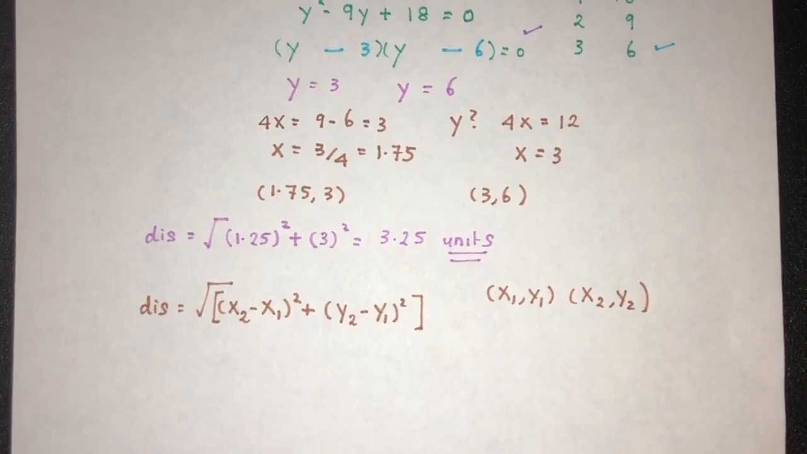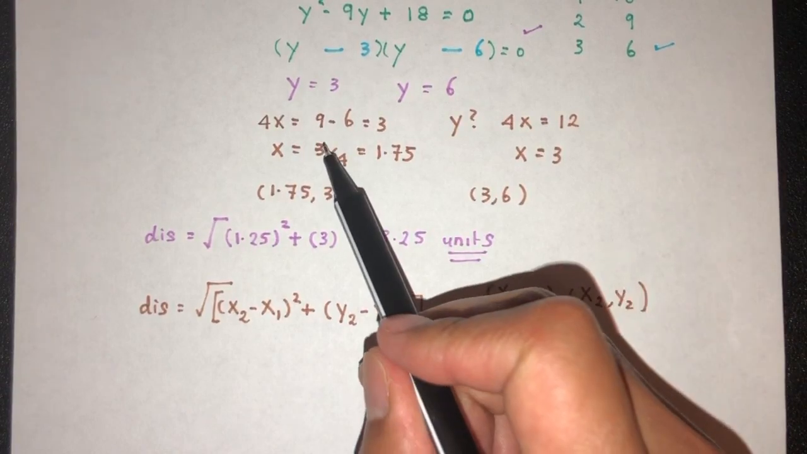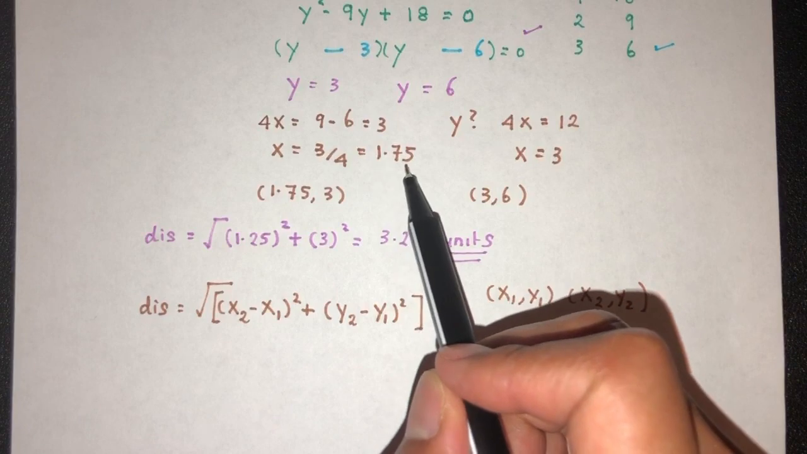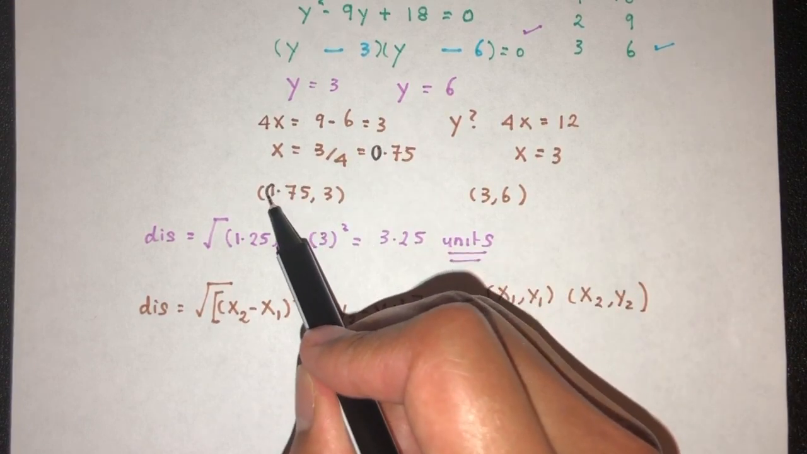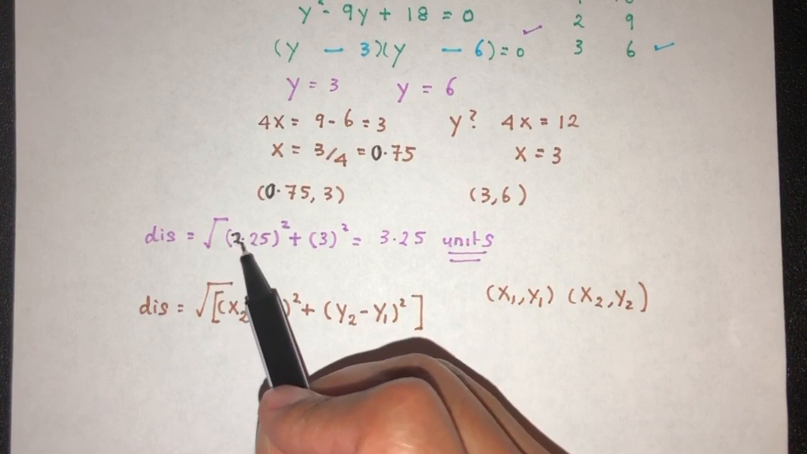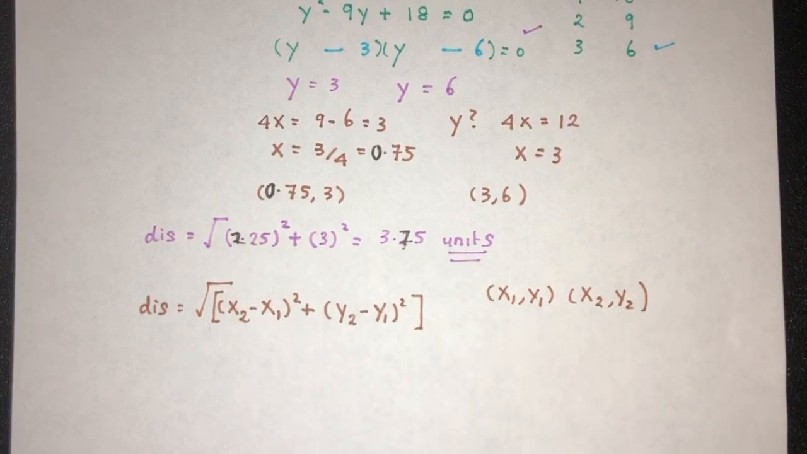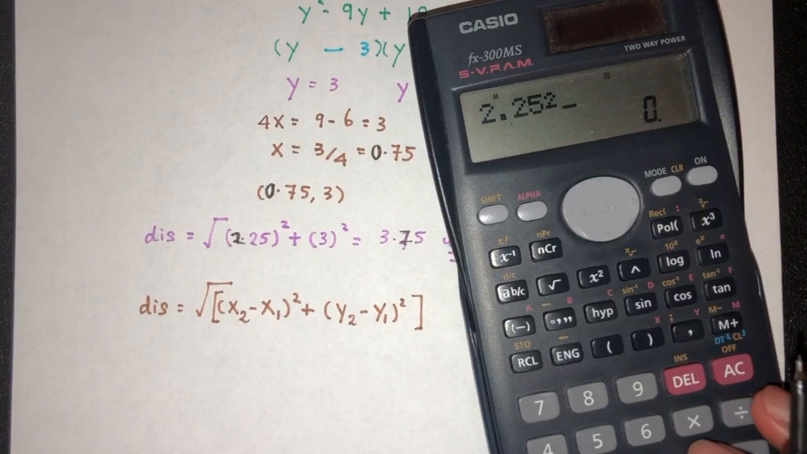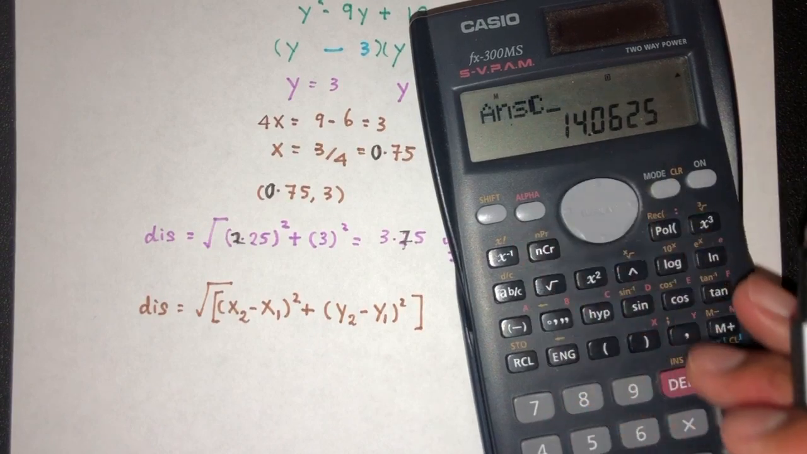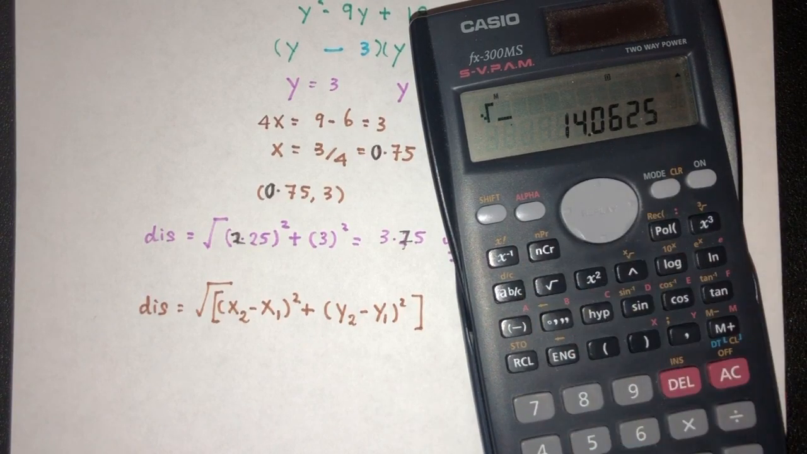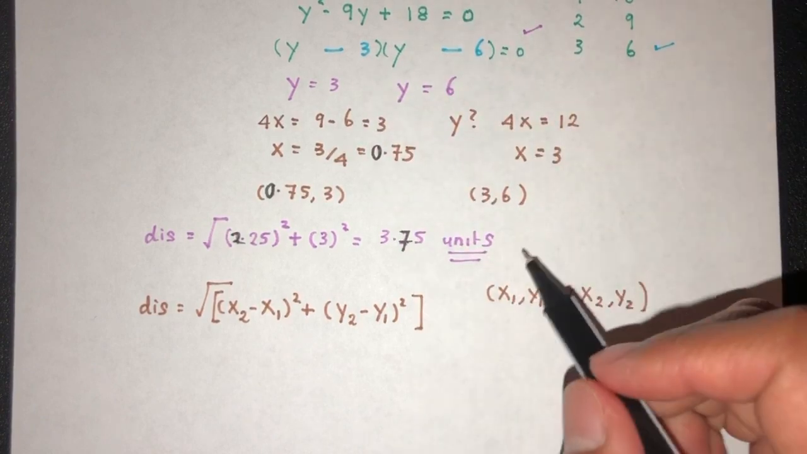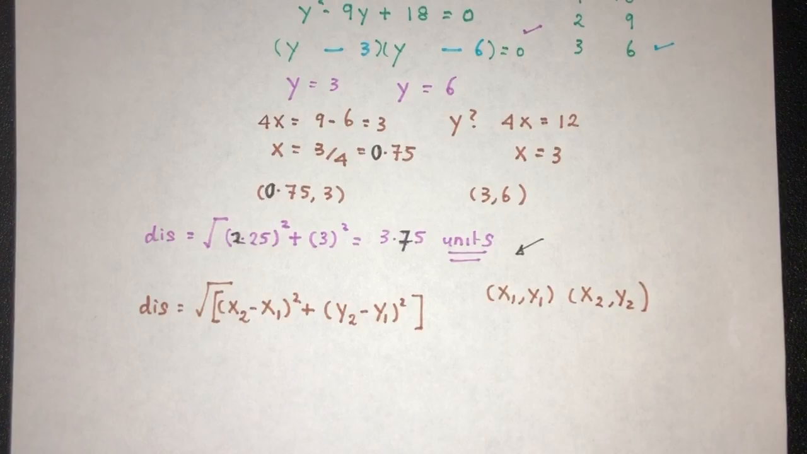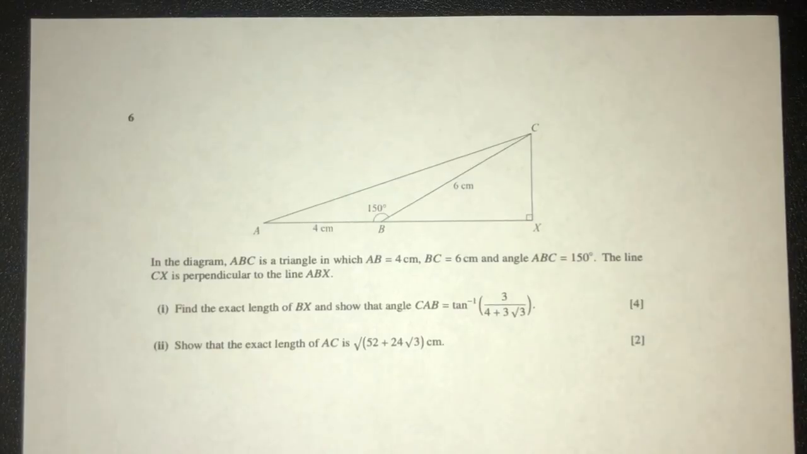So here I did realize that I made a very silly mistake. If you check this out, 3 divided by 4 is not 1.75, it is just 0.75. So I have to correct this. This will be 2 here, and that will be 7. Let's check: 2.25 squared plus 3 squared, square root. That should be 3.75. So that will be your answer. Again, my apologies. Always be careful. Let's move on to the next question.